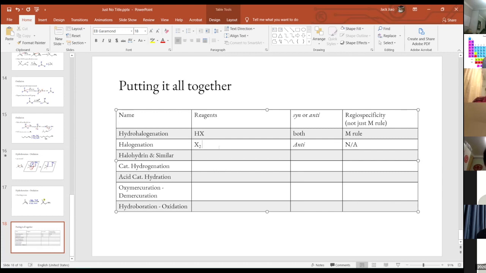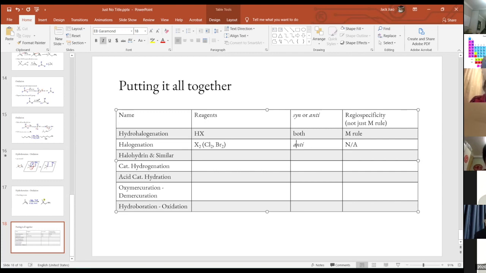Just one note. Normally, we can only do chlorine and bromine, because fluorine is much too reactive. Fluorine will basically strip hydrogens off of the carbon, and sometimes we don't want this. And iodine is not reactive enough. So halogenation is limited to chlorine and bromine.